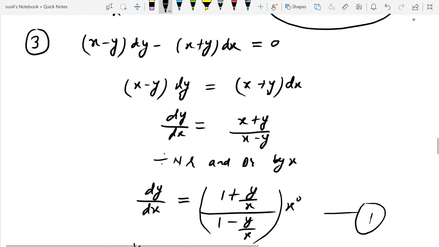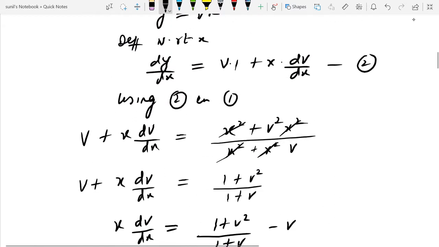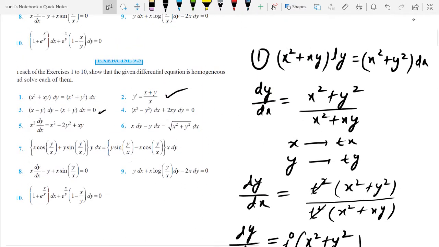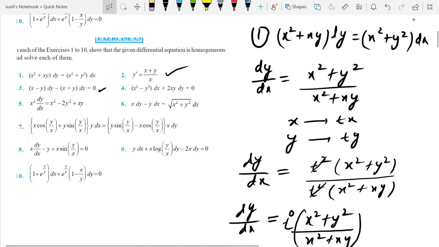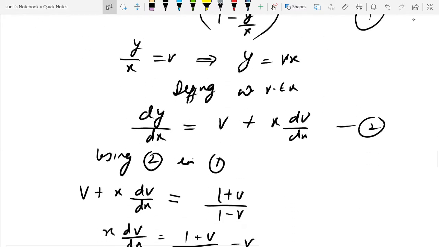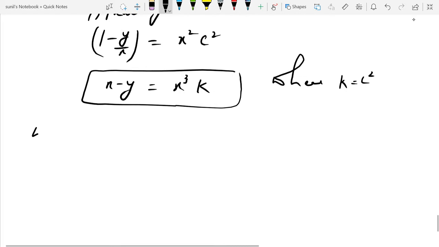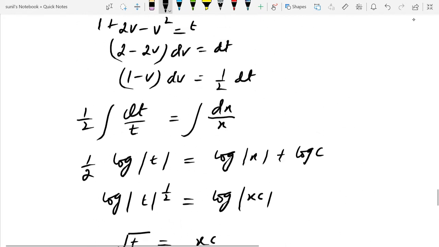So you have to simply follow the instructions and the steps that we have done in this question. Now question number 4. Now see, what is question number 4? It is x square minus y square dx plus 2xy dy is equal to 0. Let us understand that.